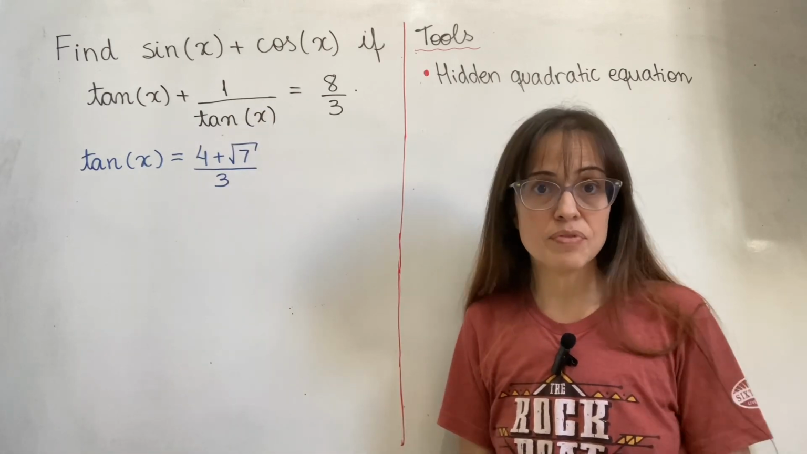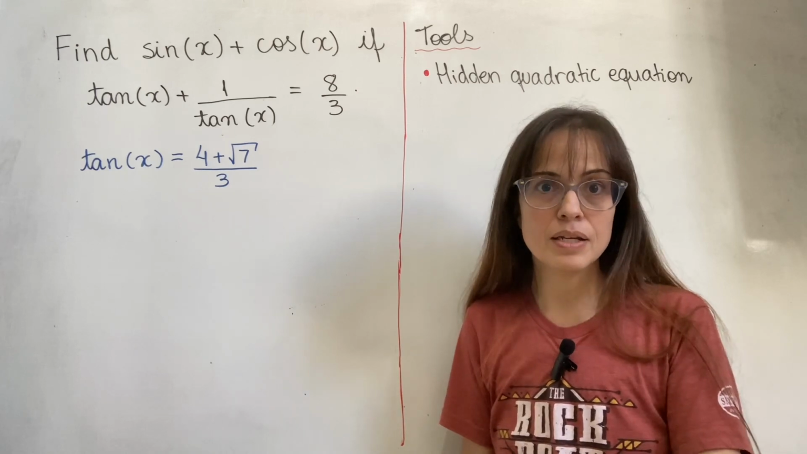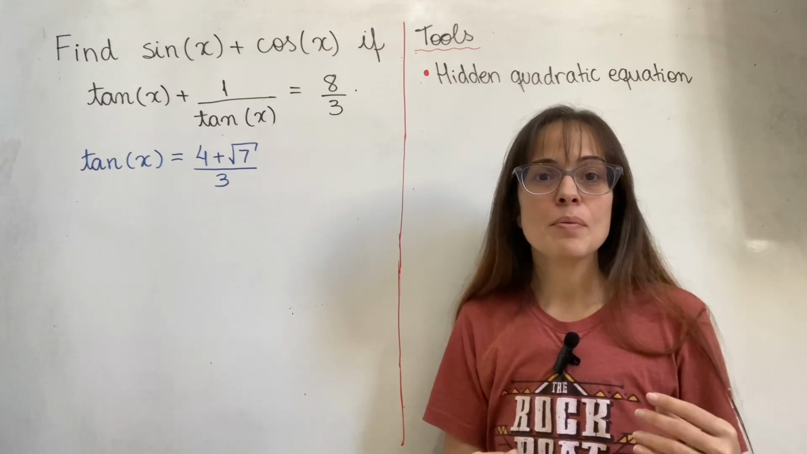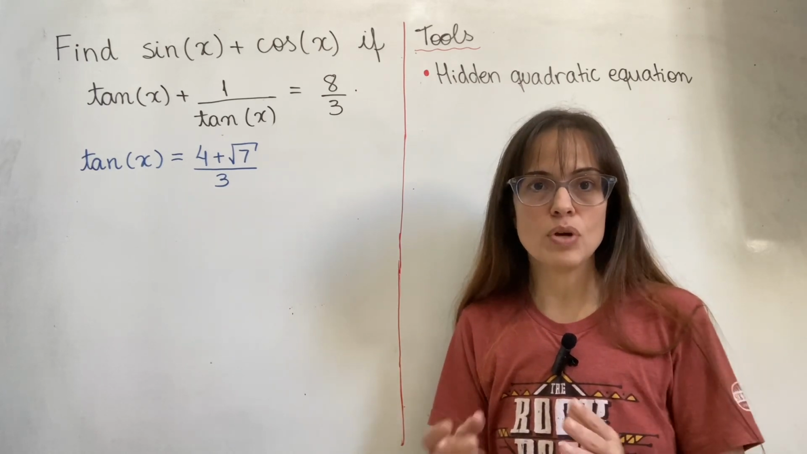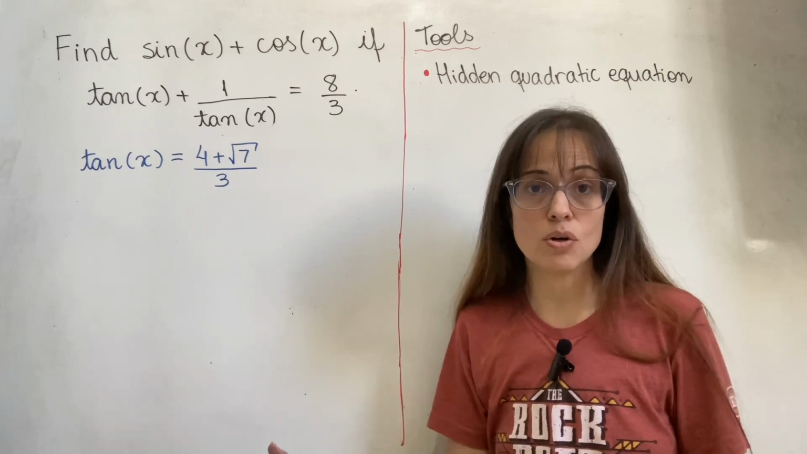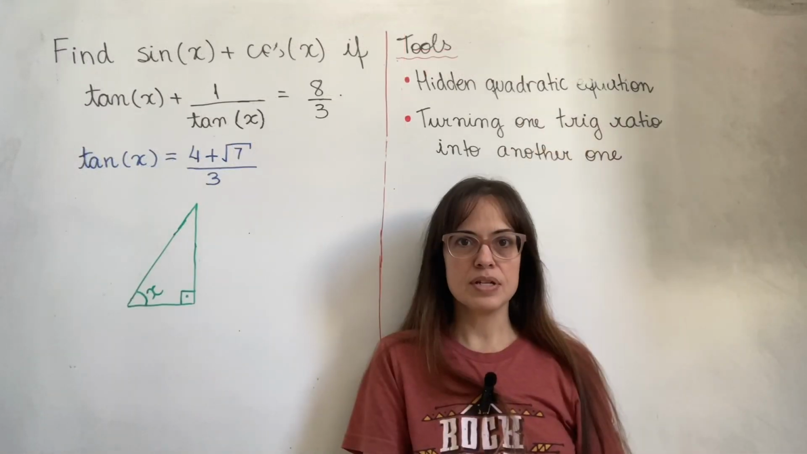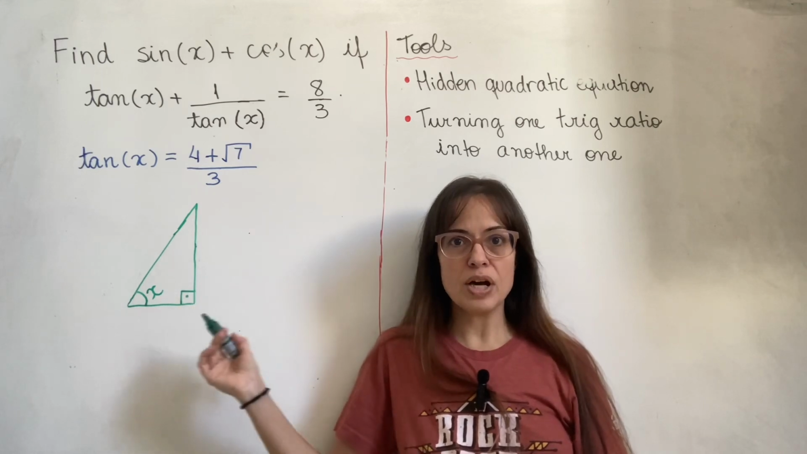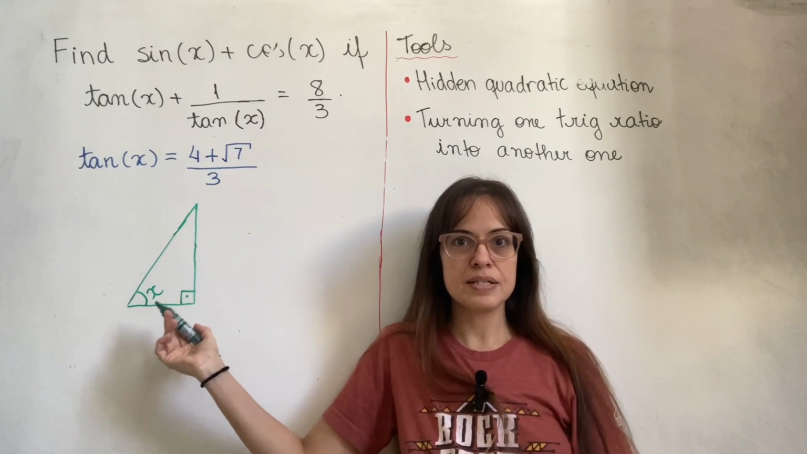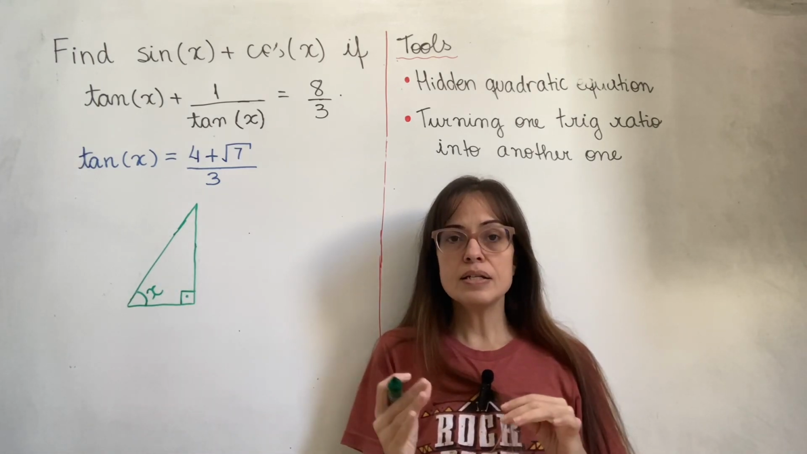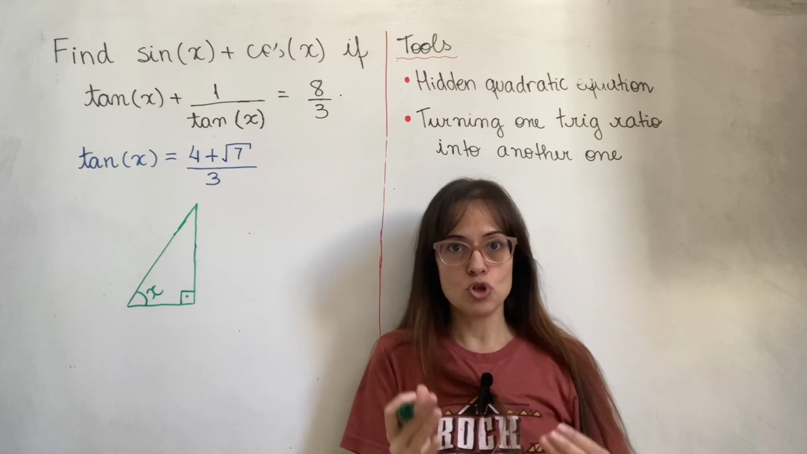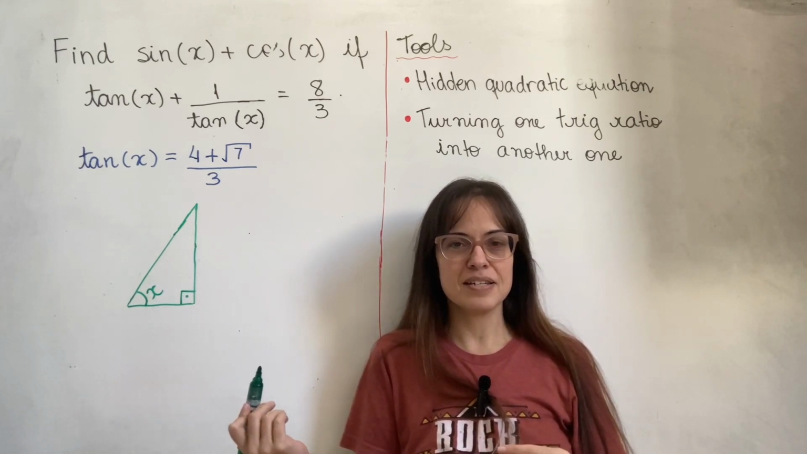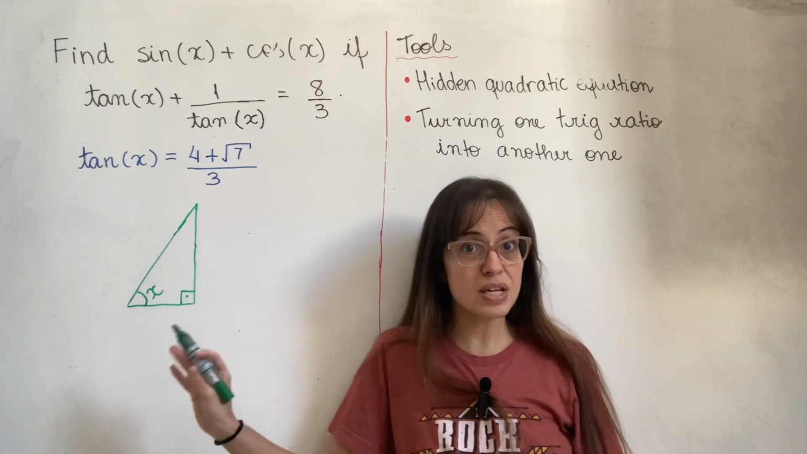In this case, we have a tangent and we want a sine, and we also want a cosine, but it works for any of the ratios. If you have one, you can find any of the others. And the trick goes like this. You start by drawing a little right triangle with your angle x somewhere in there. And it doesn't really matter if you're sure that the angle x is an acute angle or not. Just pretend that it is.